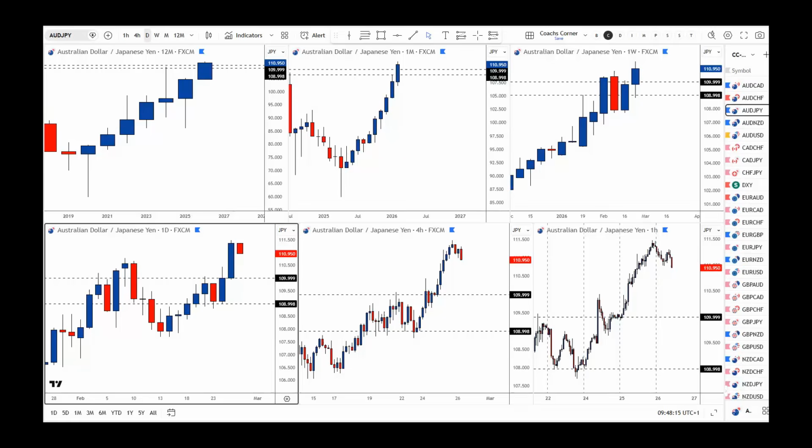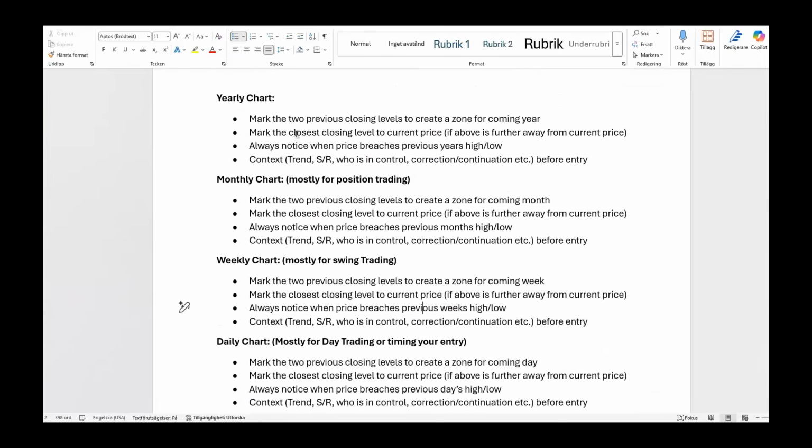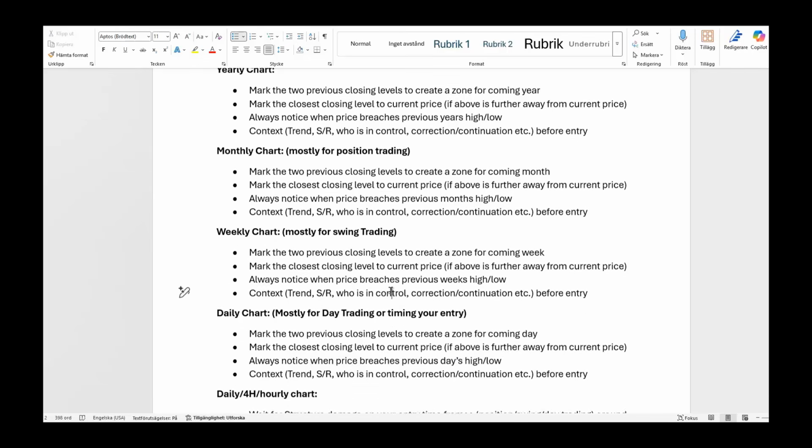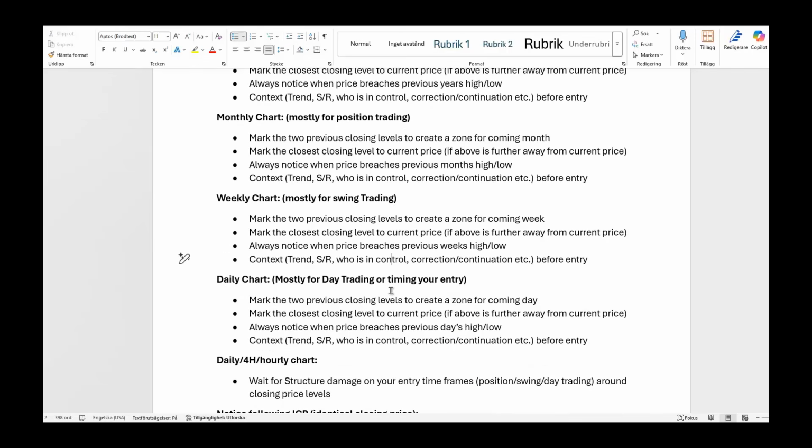So that's basically it. You mark the previous candle's closing price. You see if there is anything before that level that needs to be adjusted, and you always need to notice when the previous yearly or previous monthly or previous weekly or previous daily candle, high and low, gets breached. Okay, that means new momentum orders, buyers or sellers, depending if you are long or short, have hit the market. So these are super important.